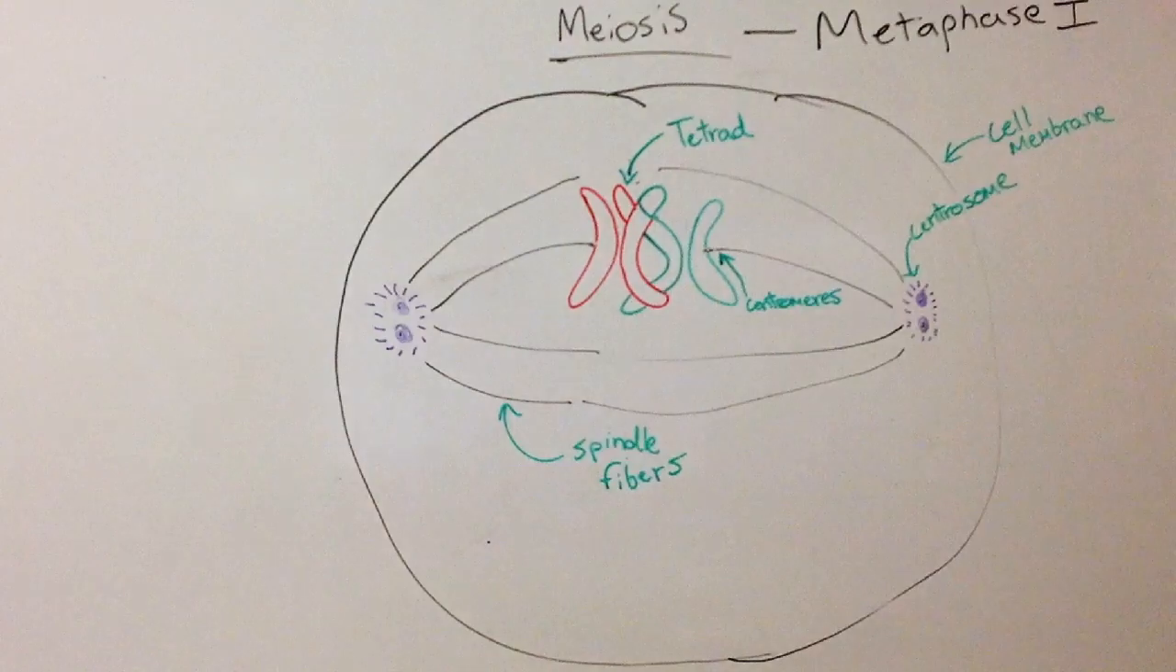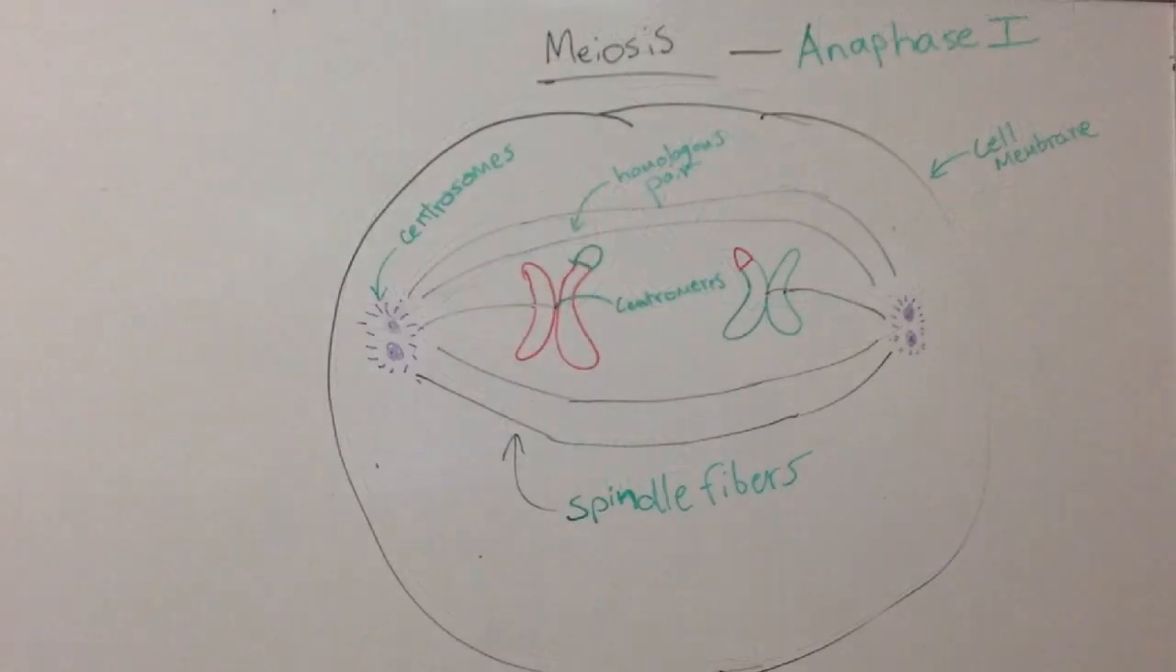In anaphase 1 of meiosis, the homologous chromosome pairs are separated to each side of the cell by the spindle fibers. This separates the chromosomes so that the cell can divide with the right amount of DNA in its daughter cells.